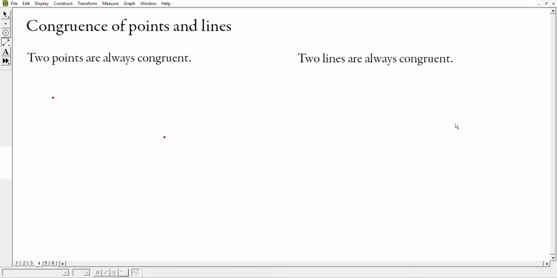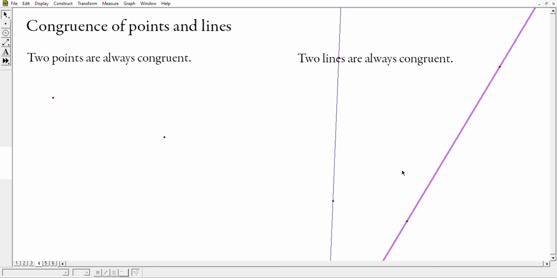Same with 2 lines. If I have 2 lines, there we go. It'll take a couple of reflections to show that I can reflect this line directly onto this one. It'll take one to put this point onto here, and then another one to line that point directly onto there. So you can show pretty easily that 2 lines are always congruent. And this makes sense based on the informal definition. 2 points, any 2 points anywhere have the same shape and same size, so all points are congruent. Any 2 lines have the same shape, they're lines, and the same size. They go forever. So they have the same shape and same size.